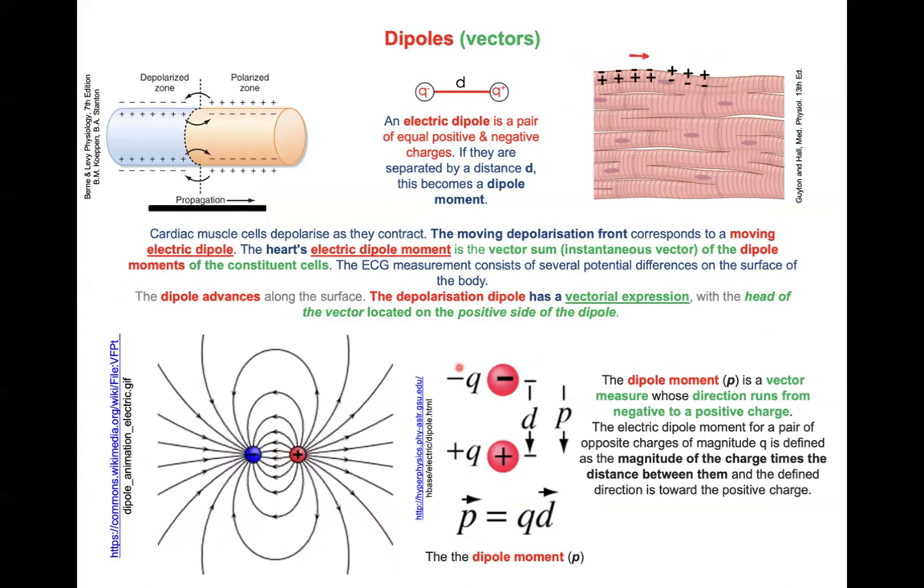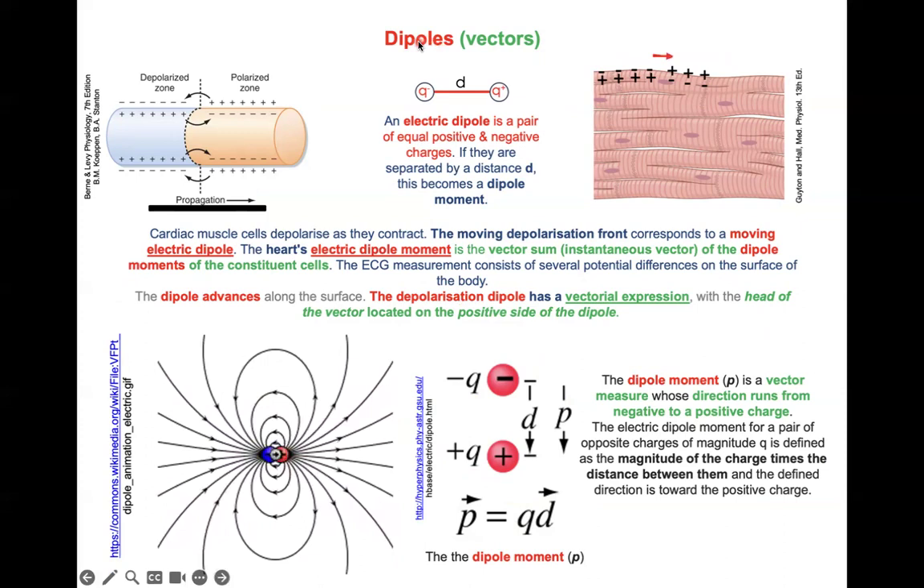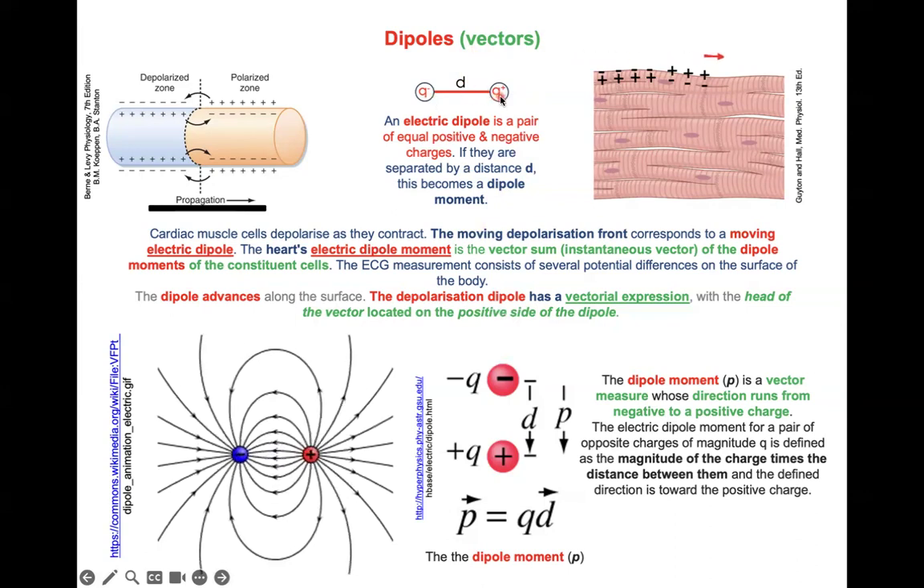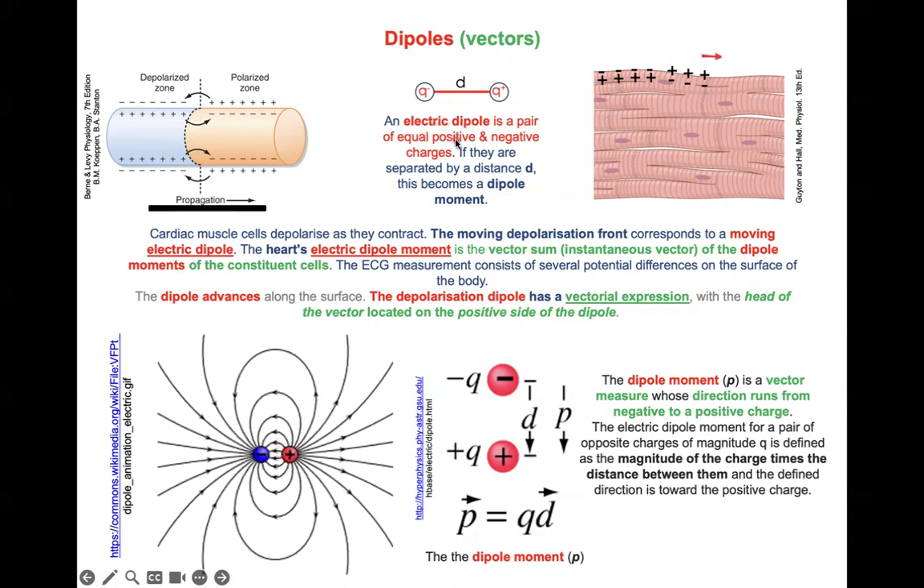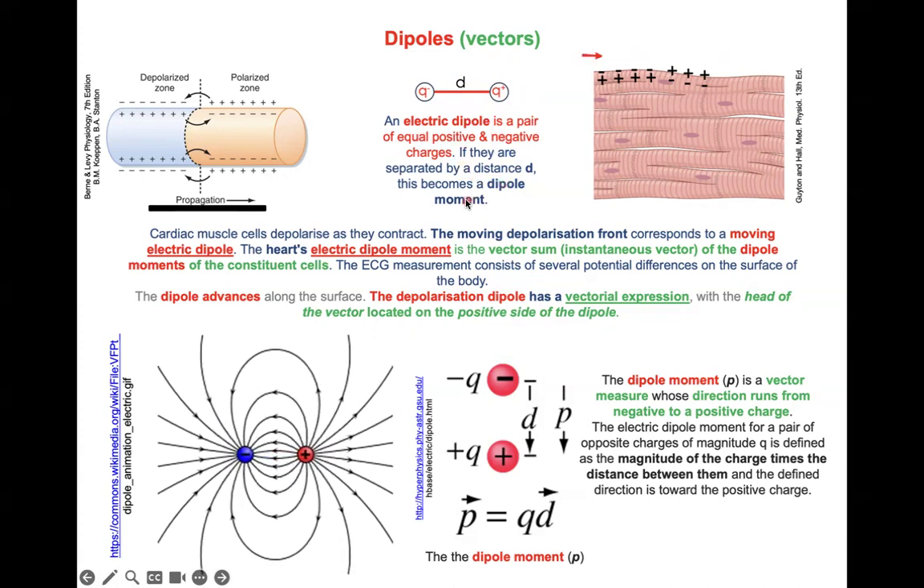So just to quickly give you an idea, what are dipoles, electrical dipoles, and dipole moments and vectors? Here we have a minus charge, and here's a plus charge, separated by a distance d. An electric dipole is a pair of equal positive and negative charges, seen here, q minus and q plus. If they are separated by a distance d, this becomes a dipole moment.